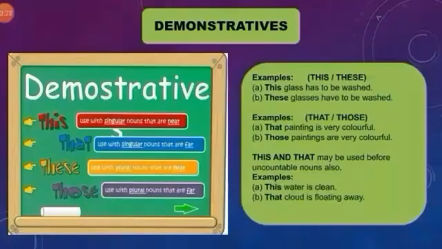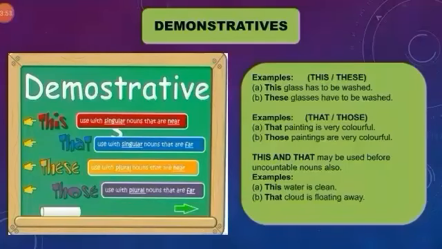Demonstratives. Look at this first picture. This is used with singular nouns that are near. That is used with singular nouns that are far. These is used with plural nouns that are near. Those is used with plural nouns that are far. So students, this is very easy. This, these, that, those. This is for near things. These is for plural nouns which are near.